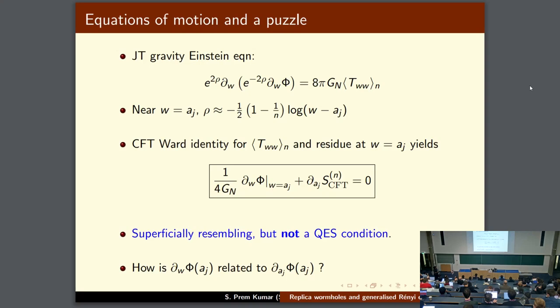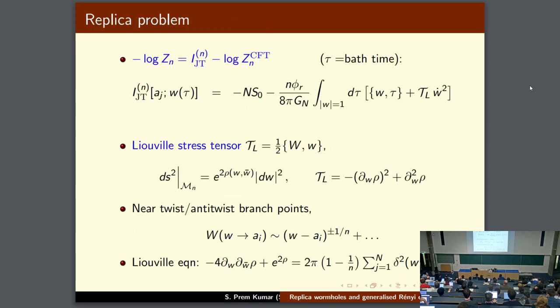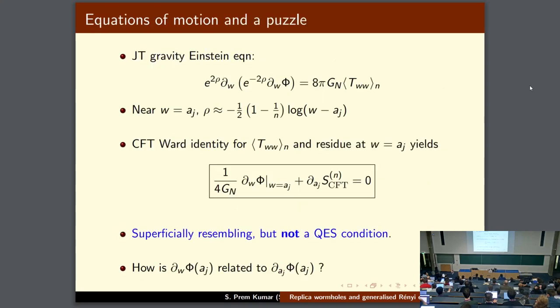Now, before we actually talk about the Liouville equation, there's an interesting structure already in the JT gravity equations of motion. If you look at the Einstein equations of motion in JT gravity, very simple, they actually tell you what the dilaton is doing. So this looks like a wave equation obeyed by the dilaton. And on the right-hand side, we have the expectation value of the stress tensor evaluated on the replica geometry. So the interesting thing is that, because you have these delta functions here, that tells you that at the location of each of these delta functions, rho has a logarithmic singularity, with this coefficient.